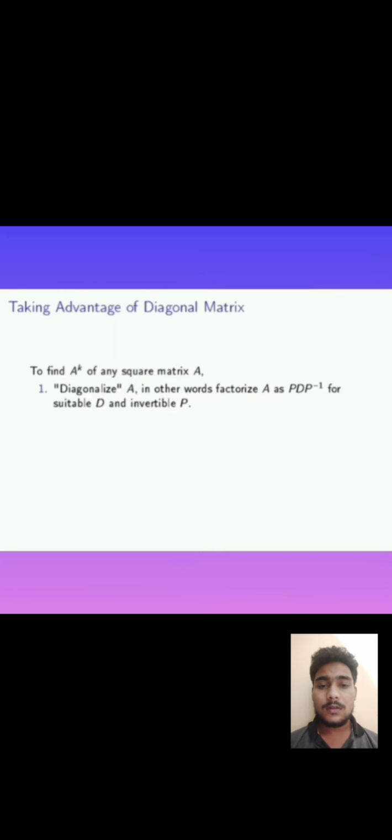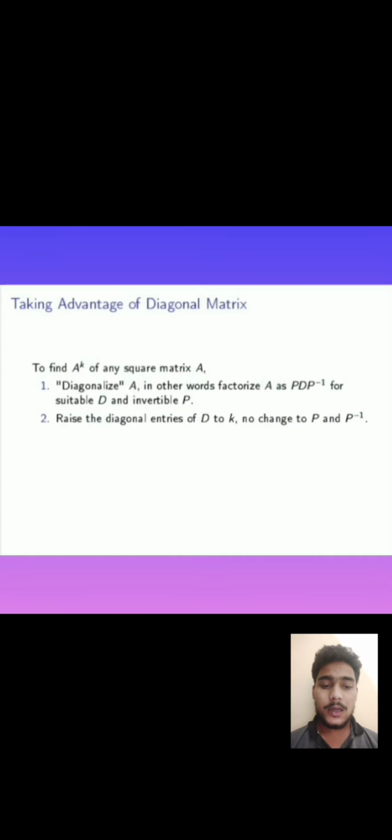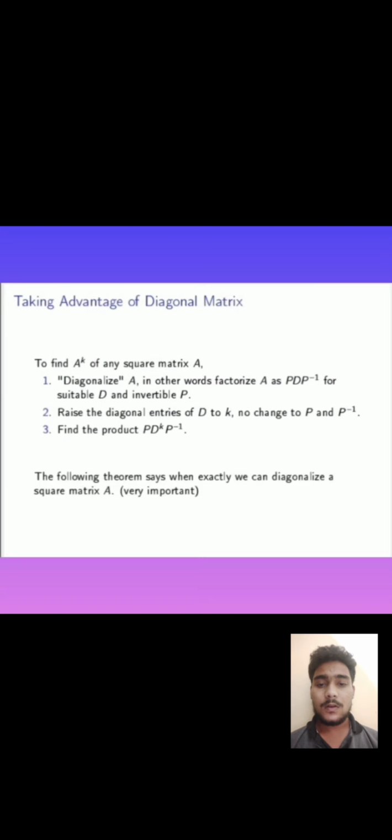Taking advantage of diagonal matrix: to find A power k of any square matrix A, diagonalize A, in other words factorize A as P D P inverse, for suitable D and invertible P. Raise the diagonal entries of D to k, with no change to P and P inverse. And next, find the product P D power k P inverse.